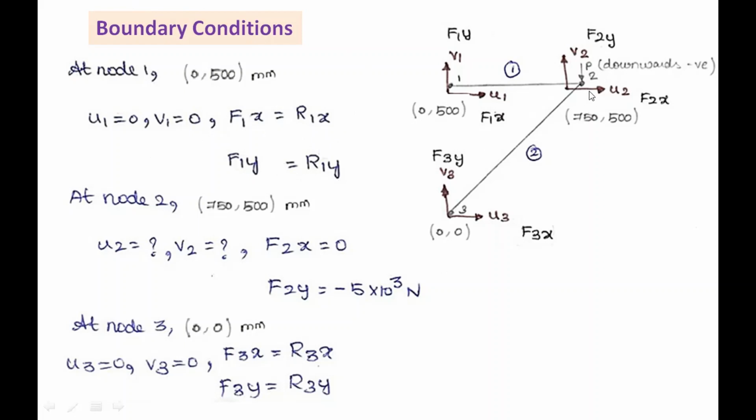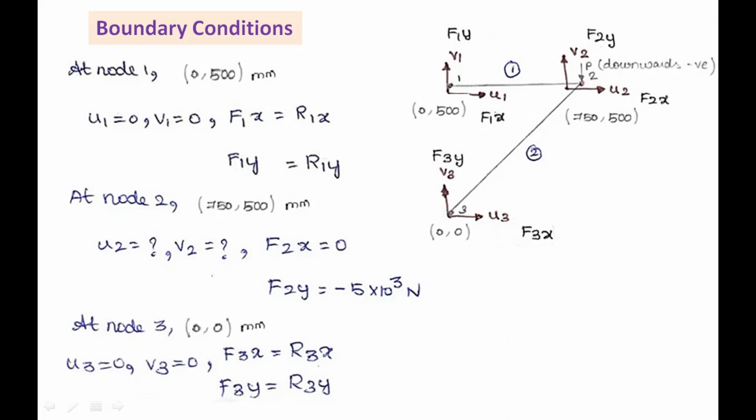At node 2, we have a free joint here. So the load is acting at this joint 2. There will be unknown displacements U2 and V2. We have to find them out. And F2x is 0. Why is F2x 0 taken here? Because the external load is acting vertically downwards. No horizontal force is acting at joint 2. So that is why F2x is taken as 0 and F2y is considered as minus 5 into 10 power 3 Newton. That means vertically downwards, so it is considered as a negative force, so it has a minus sign.